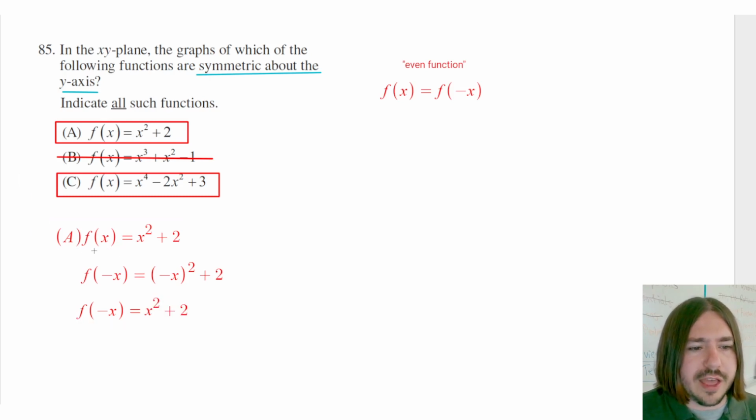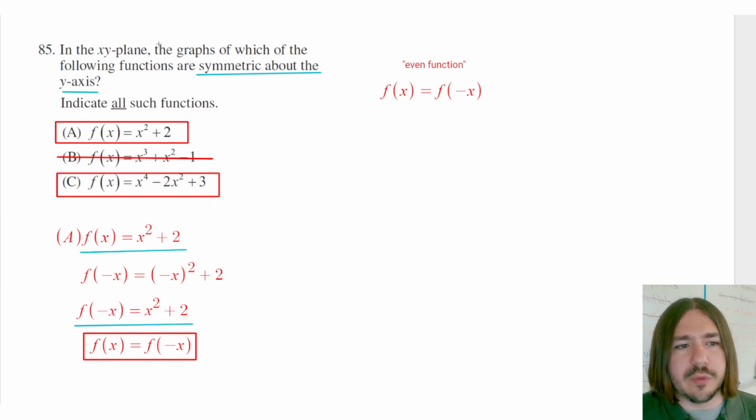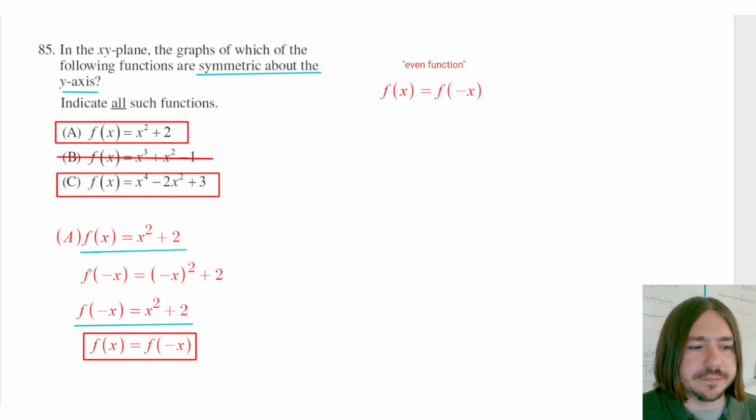And so notice here that f of x is in fact the same as f of negative x. We get x squared plus 2. And this is only going to happen on these even exponents. You can kind of see why b is not going to work. I will show you here. But yeah, the conclusion here is that f of x is equal to f of negative x. And if you can show this, then you know that it's going to be symmetric about the y-axis and by definition be considered an even function.